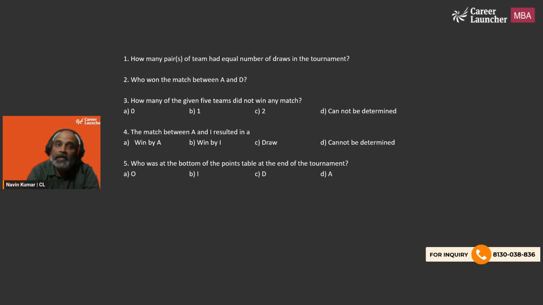Then we need to know who played against whom. That will help us solve question number 2 and 4. And then we also need to know that each team had won how many matches, lost how many, and how many matches were drawn. That will help us solve first and third. So basically, as expected, whatever we should know in a round robin or league match, we need to know all of that.